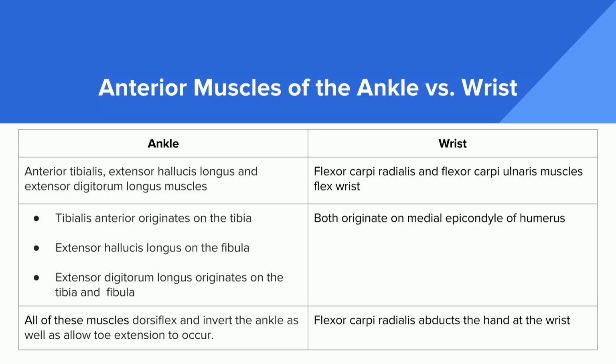They have a common origin on the medial epicondyle of the humerus via a common flexor tendon. The flexor carpi radialis extends diagonally across the anterior surface of the forearm. It flexes the wrist and abducts the hand. The flexor carpi ulnaris is positioned to both flex the wrist and adduct the hand at the wrist.